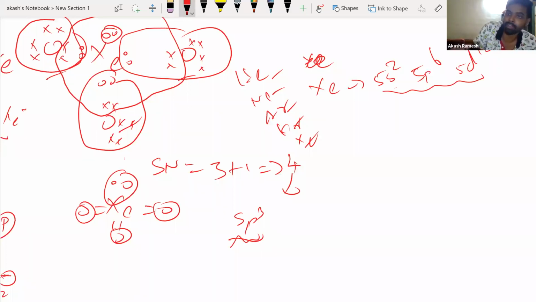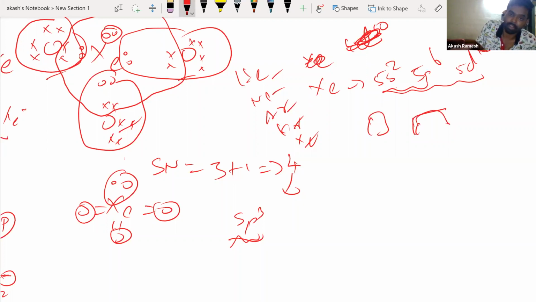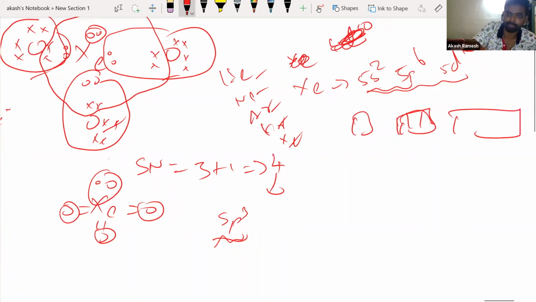Oh, no. 5d is not yet filled. I'm sorry. Before this, 4d10 would have been filled, right? Before 5s, 5p, 4d10 would have been there, so we don't have to include it. So 5d0. It's only valence: 5s2 and 5p6, and 5d0. Okay, right. Now you can do it. Now write the ground state, write the excited state.